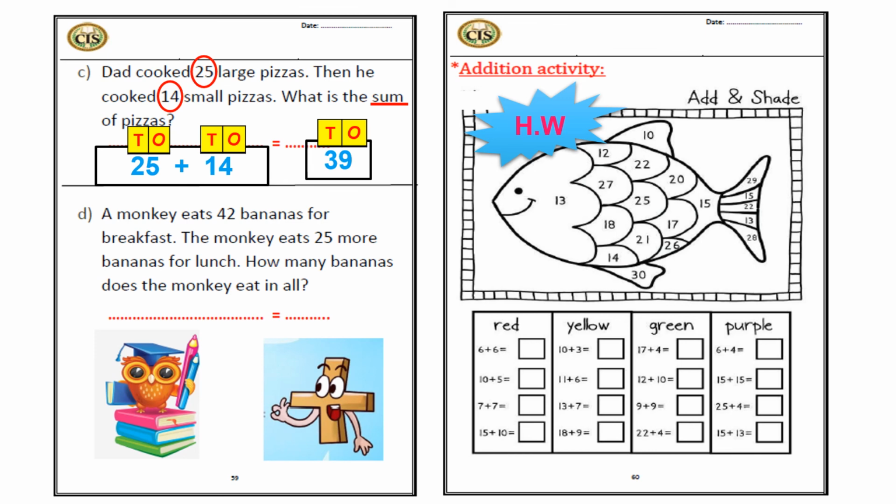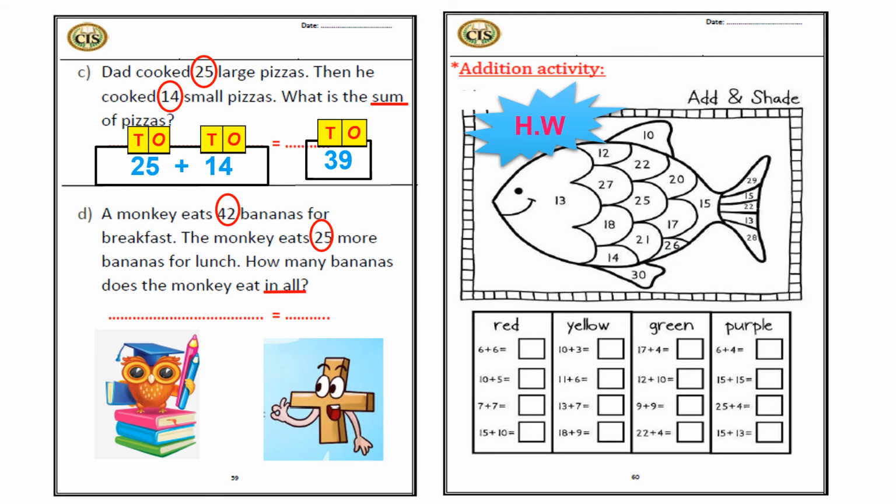In letter D, a monkey eats 42 bananas for breakfast. The monkey eats 25 more bananas for lunch. How many bananas does the monkey eat in all? So, circle the numbers. Search about the keywords of addition. We have here in all, underline it.